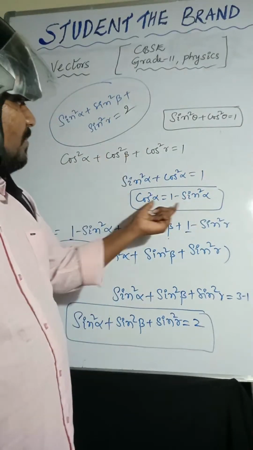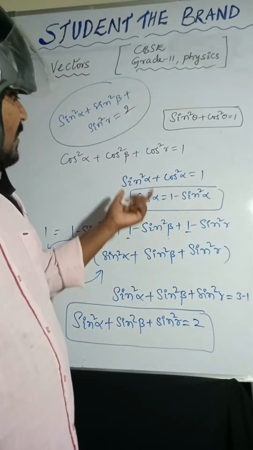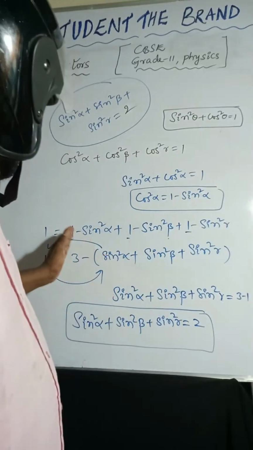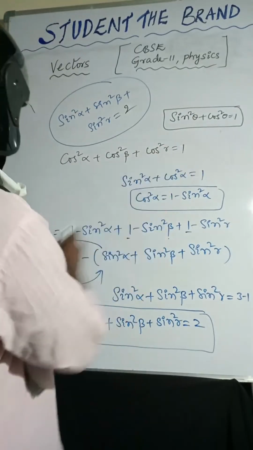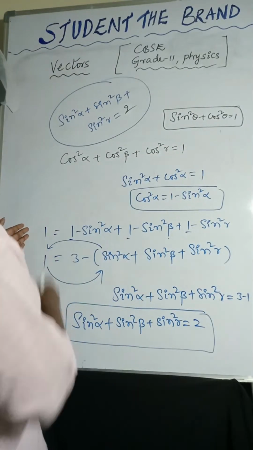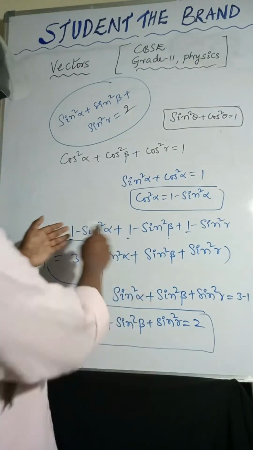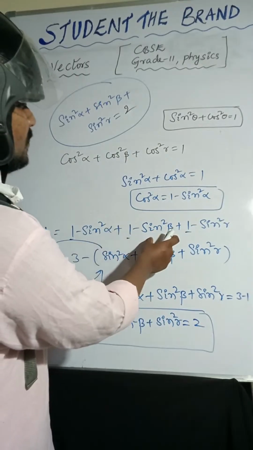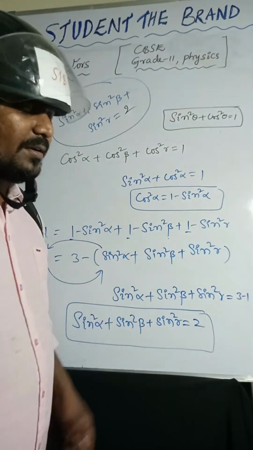Cos square beta is 1 minus sin square beta. Cos square gamma is 1 minus sin square gamma. So here anyway this value total is 1. I am substituting here, so 1 total 3 minus sin square alpha plus sin square beta plus sin square gamma, you can take it out.